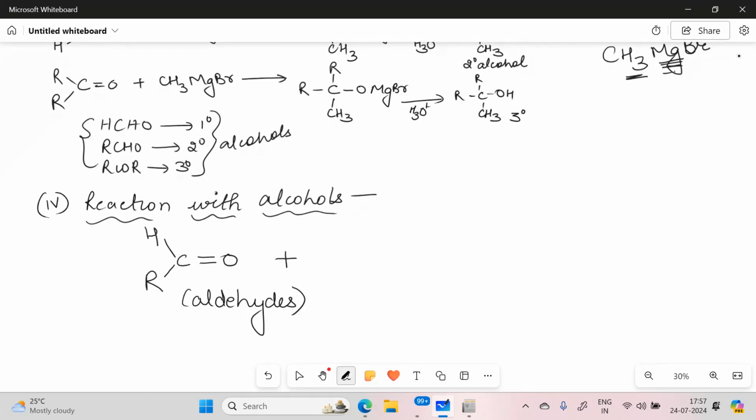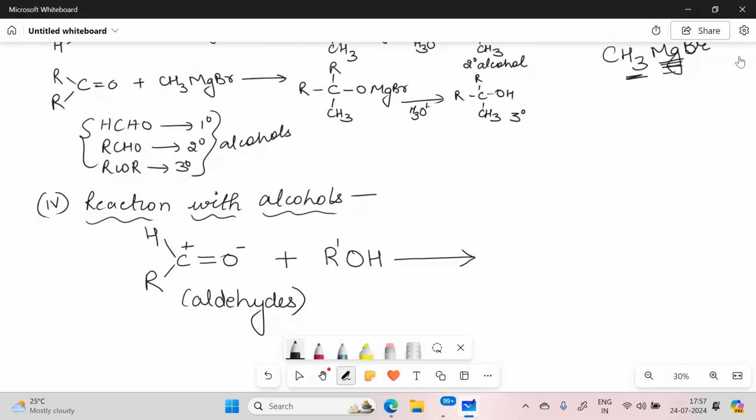Aldehydes react with alcohol. It may be any alcohol. Now you have to tell me, Arjun, how does alcohol break? H plus OR minus or R plus OH minus? See, in carbonyl group, this is the positive negative part. So in alcohols, what is the positive negative part? OH is negative, R dash is positive. Aniket, is it correct? OH is minus and R is positive. Yeah, ma'am, I think it's wrong.